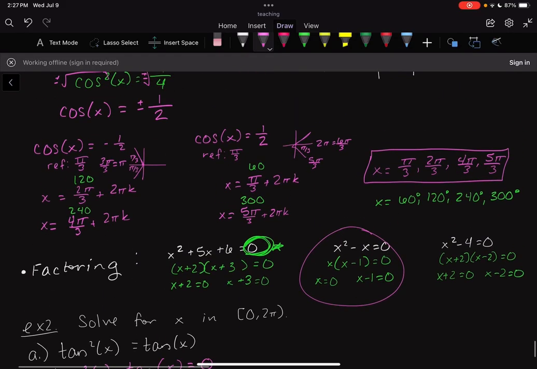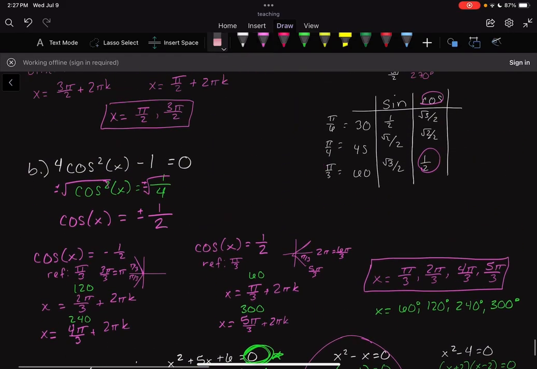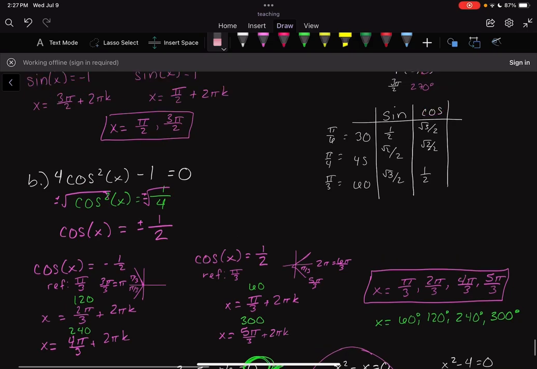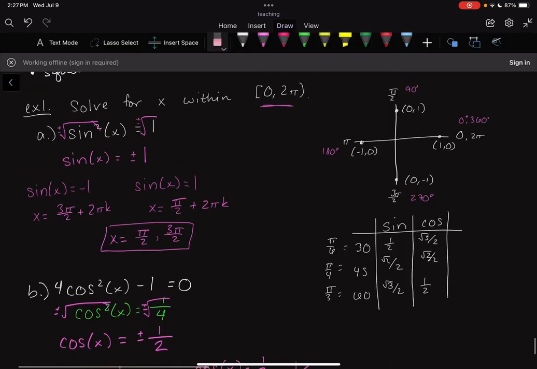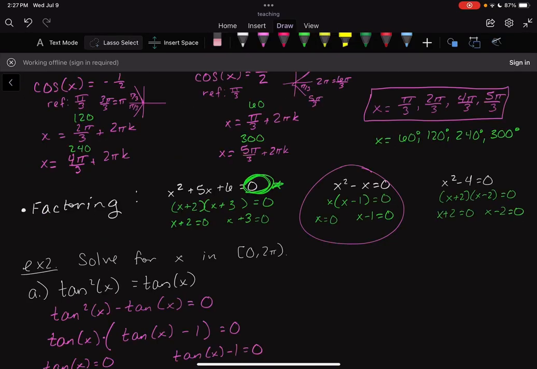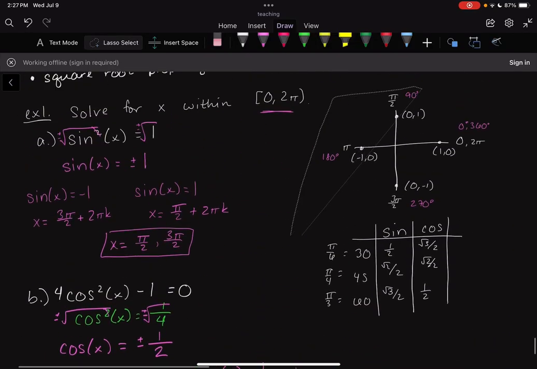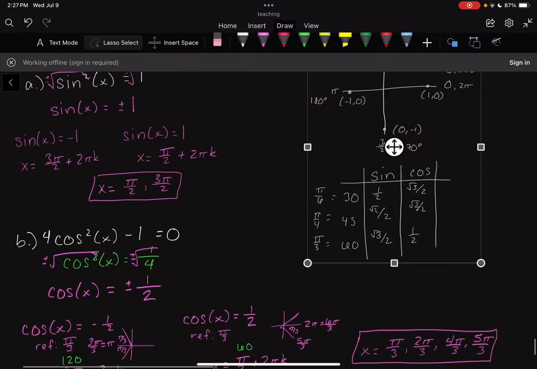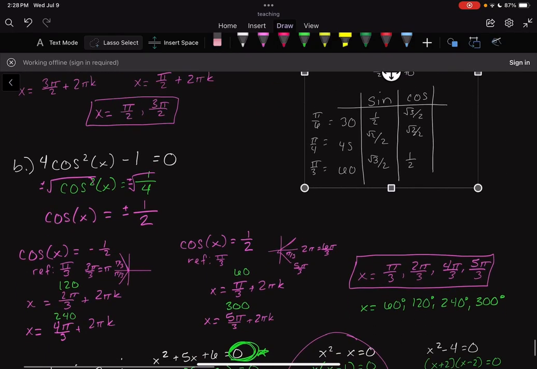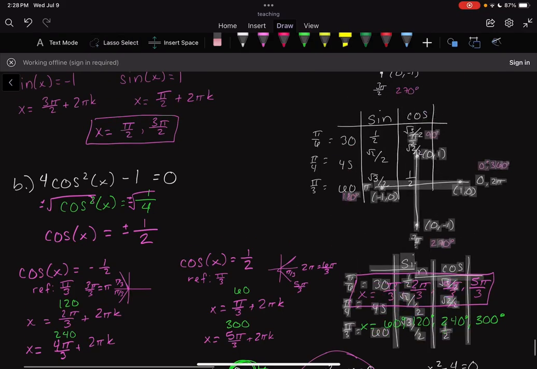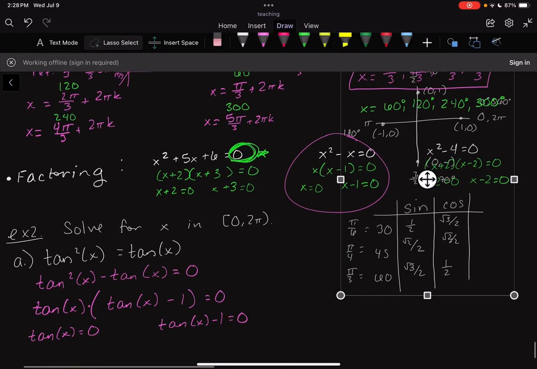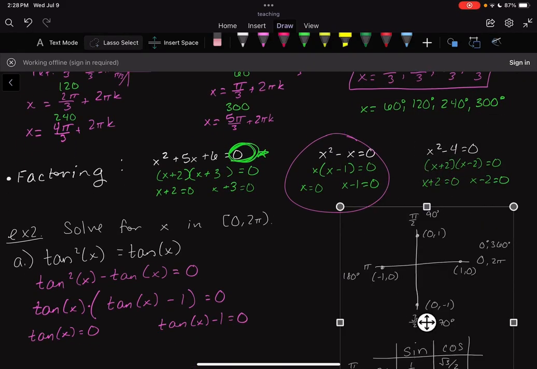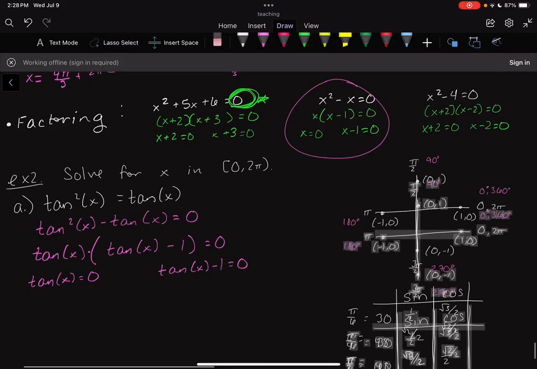Let me go ahead and grab my table from earlier. I'm going to write it down with us, that way I can reference back to it while I'm doing a problem. Alrighty, here we go.